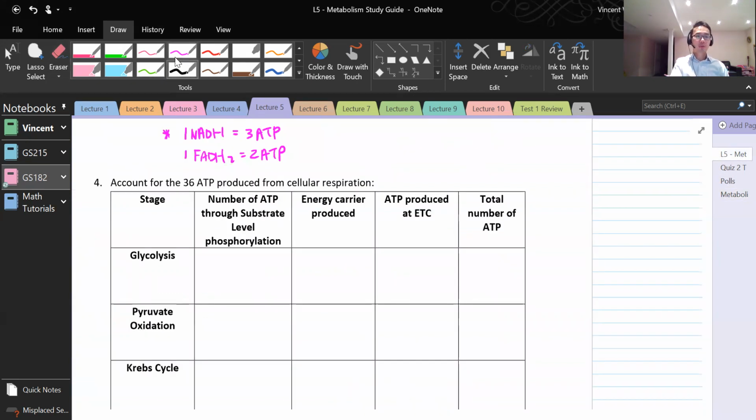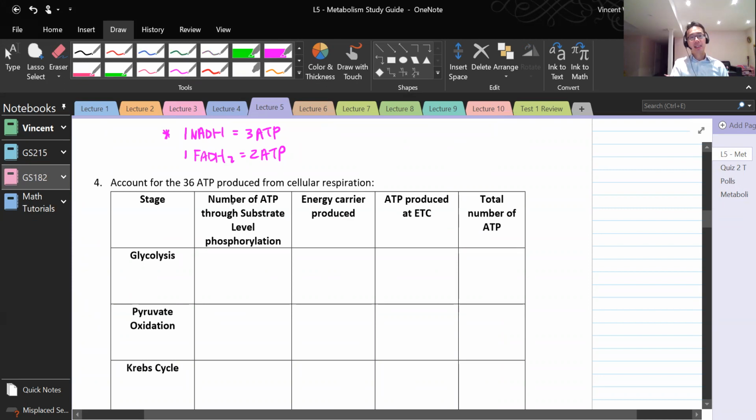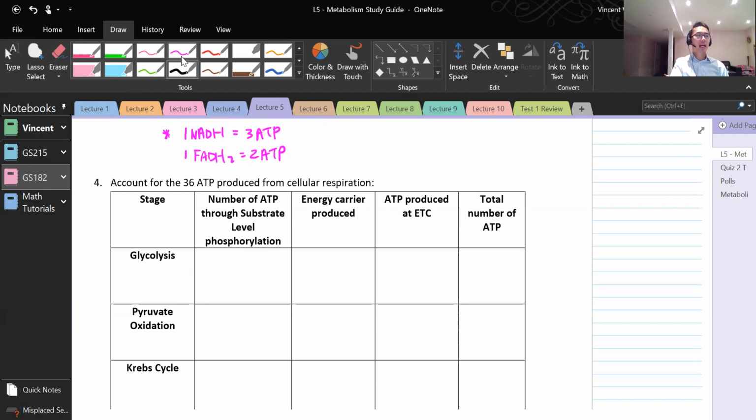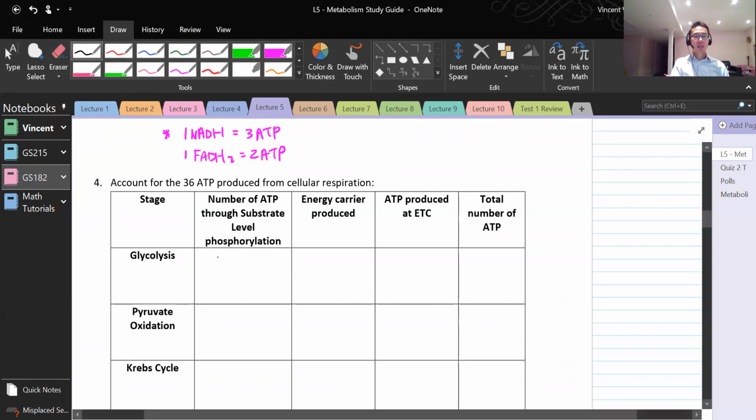So here, let's keep track of our numbers. Number of ATP through substrate level phosphorylation. In glycolysis, there will be 2 net ATP. Remember, you invested 2, and then you produce 4 in the yielding phase, so 4 minus 2 gives you 2 net ATP. Energy carrier produced. If you flip back to the first page where we fill in the chart, you will notice we produce 2 NADH.